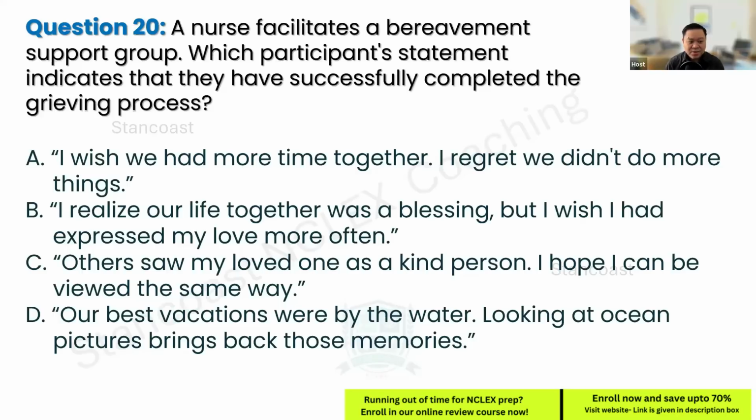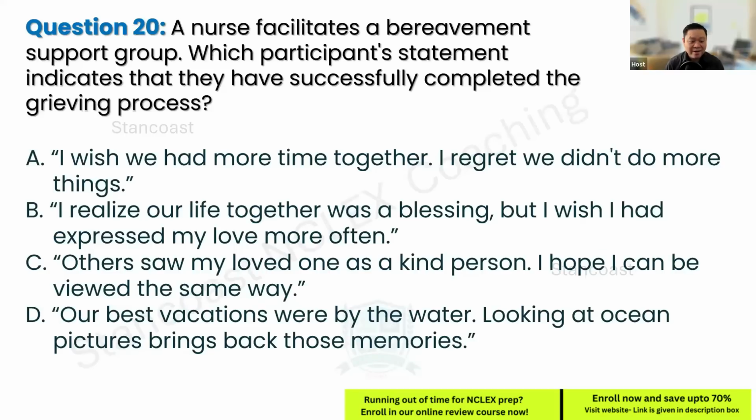C, others saw my loved one as a kind person. I hope I can be viewed the same way. And letter D, our best vacations were by the water. Looking at ocean pictures brings back those memories.